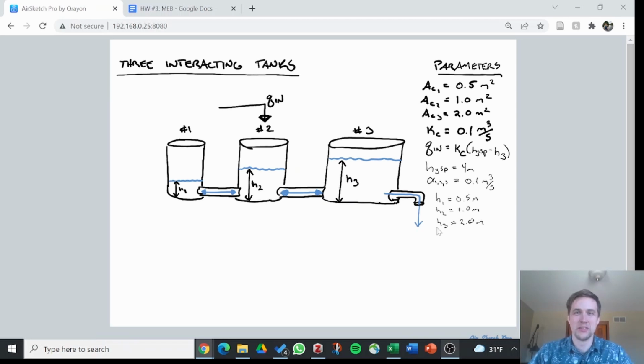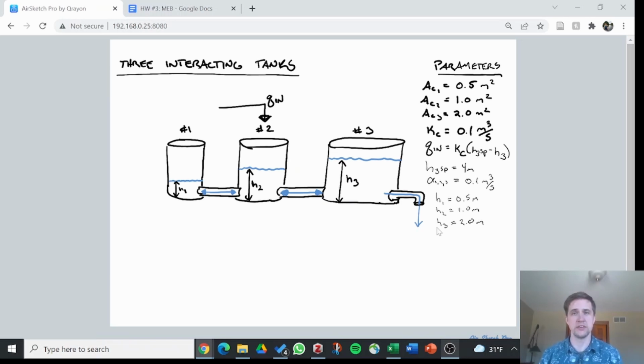Hey, good afternoon. In today's video, we're going to be discussing three interacting tanks as a way to understand the concept of dynamic material balances, which is simply that the accumulation deals with the flow rate of something going in minus the flow rate going out minus what's consumed. And so we're going to be dealing with three interacting tanks to help understand that concept.